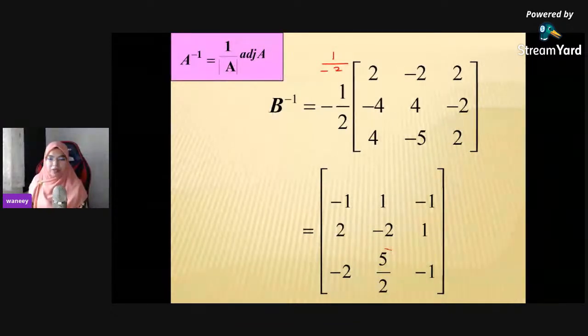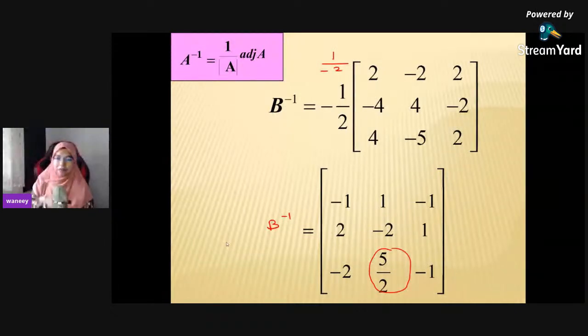So if you do have some fractions, that is fine. Just leave them as fractions. Sometimes we will get an answer in fractions for B inverse. That is totally fine. It doesn't really matter. So you can have natural numbers, or you can have integers, or you can have rational numbers. That is fine. Okay, so now we have learned how to do the B inverse.